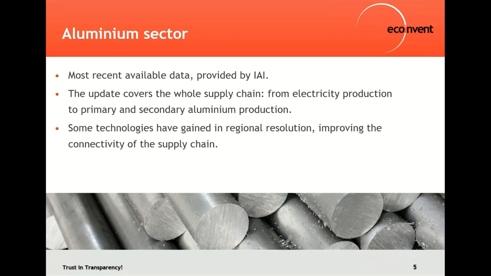In addition to that, new regional datasets for some activities have been added to the supply chain. So, for example, anode production or aluminium hydroxide and oxide production, providing a higher resolution and more transparency in those steps of the supply chain. So we were really trying to reflect the fast changes on the global trade of products within the aluminium supply chain with this update.